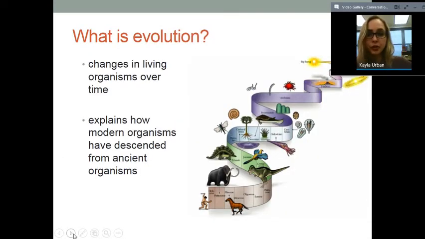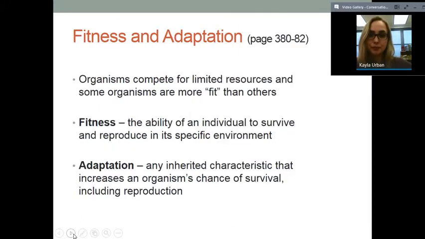We define evolution as just changes in living organisms over time. It is how we explain how modern organisms have descended from ancient organisms. Two of the words we use a lot when we're talking about evolution are fitness and adaptation, and it's important to distinguish between the two of them.